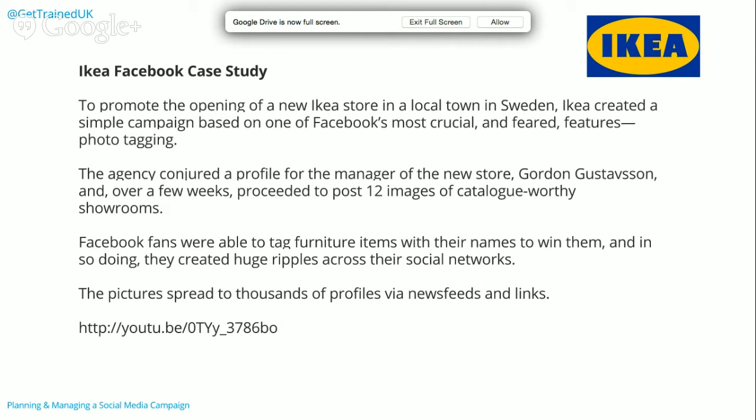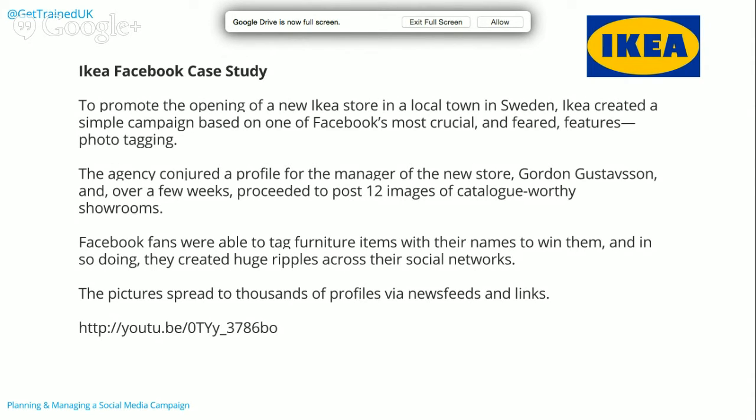So this was quite a typical scenario, promoting the opening of a new store. This is a new store in Sweden, but this could be a new cafe, a new bookstore, a new clothes store, a new bar, it could be anything, a new product that you're launching. And what these guys did was they created a very simple campaign based on one of Facebook's most crucial and often feared features, photo tagging. So very simply, the agency that was involved created a profile for the manager of the new store, Gordon Gustafsson, and over a few weeks, they proceeded to post 12 images of catalogue-worthy showrooms.